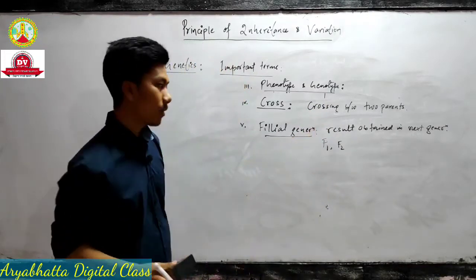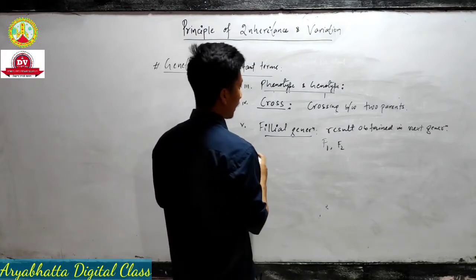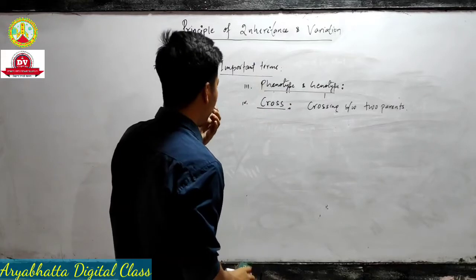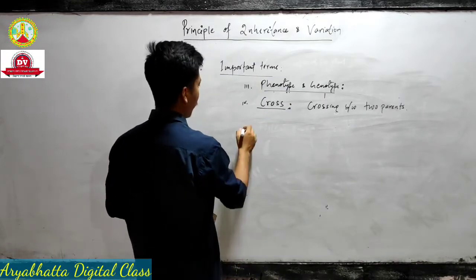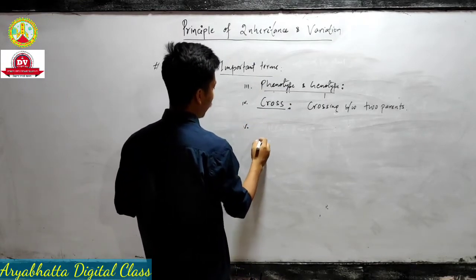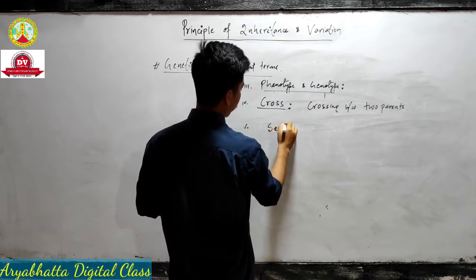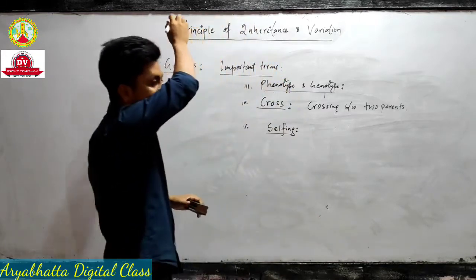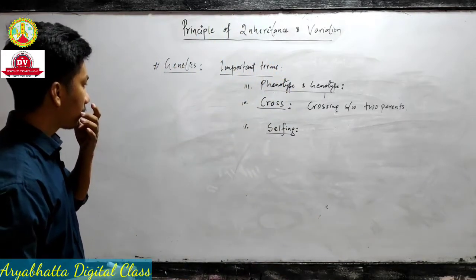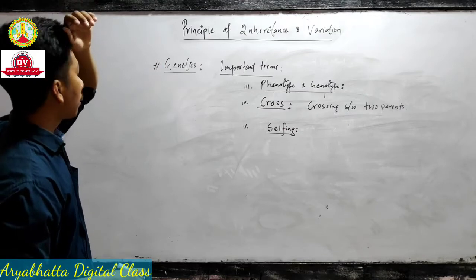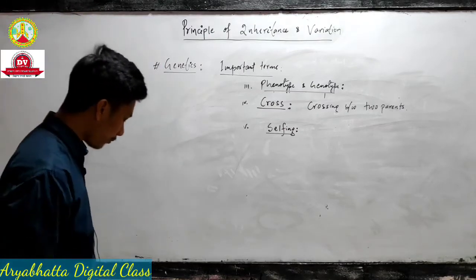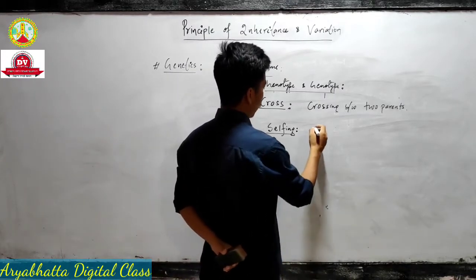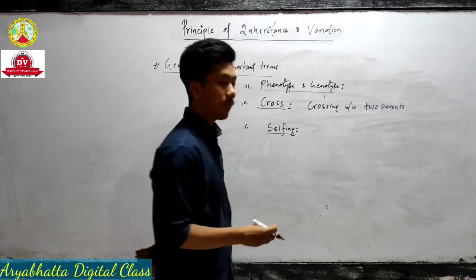So we will understand, don't worry. These are the terms you need to remember first before going into details about this chapter. So that is filial generation. After filial generation, we need to know about selfing. What is selfing?